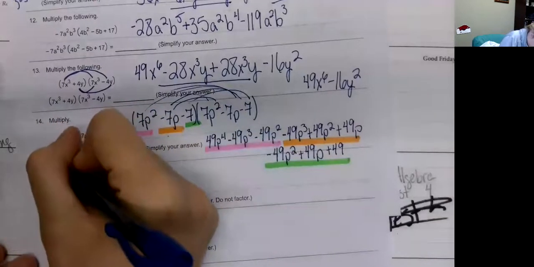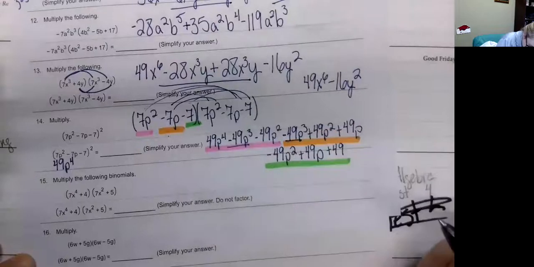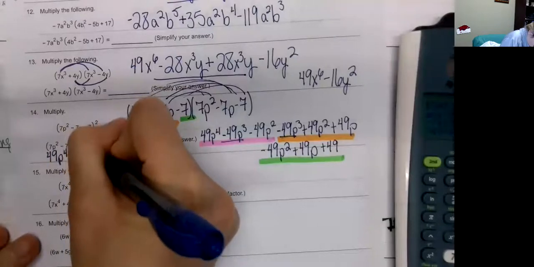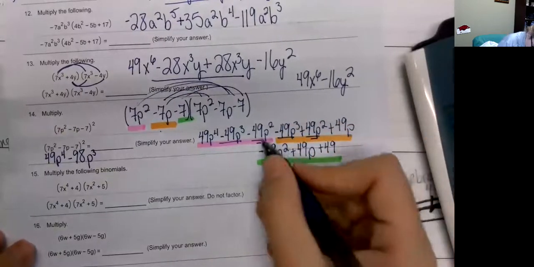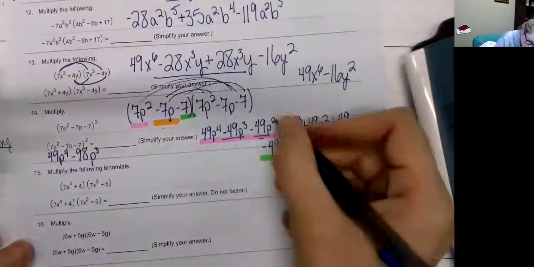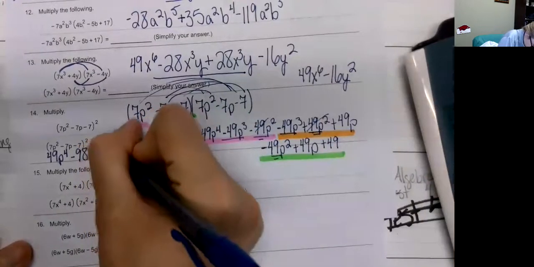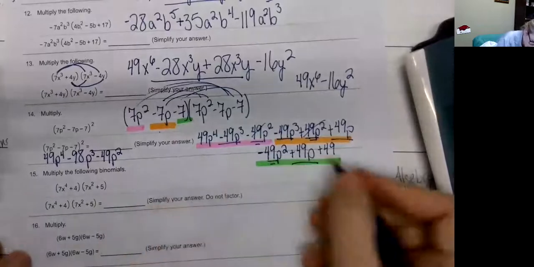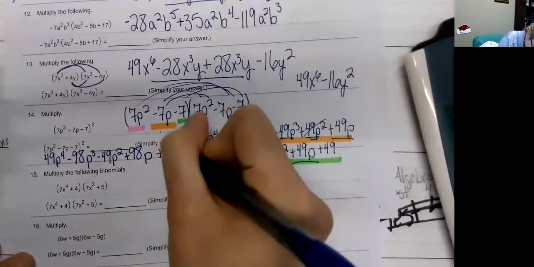So I have 49p to the fourth, because that's the only one of them. So I have p cubed here and p cubed here. So negative 49, negative 49, negative 98p cubed. So those are done. We have p squared and p squared. Negative 49 plus 49, so that's 0. Those two cancel each other out. And then this one's a negative here, so I'll bring it over. Negative 49p squared. Now then I have positive 49 and positive 49, which was 98, so plus 98p, and then plus 49.